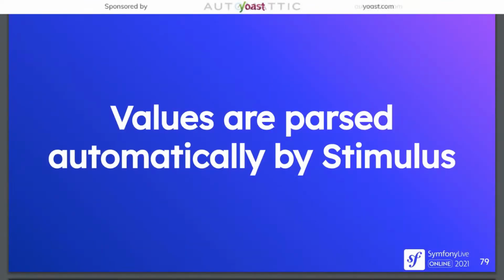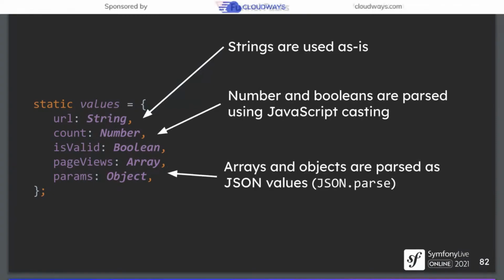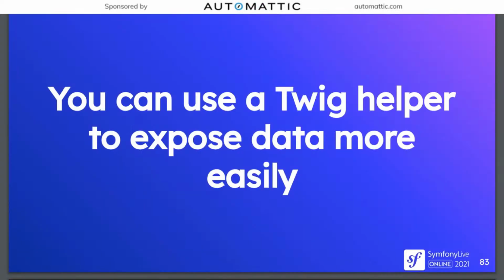By having a value type, we have the ability to use Stimulus to pass this value. So we can have a string, a number, a Boolean, but we can also have an array or an object. Meaning that if we pass JSON encoded values into our data attributes, Stimulus will automatically JSON decode these values and provide them to us in our controllers. So that's very, very useful.